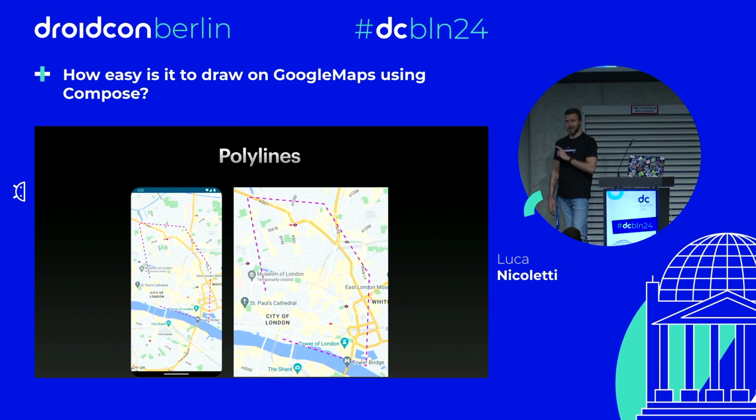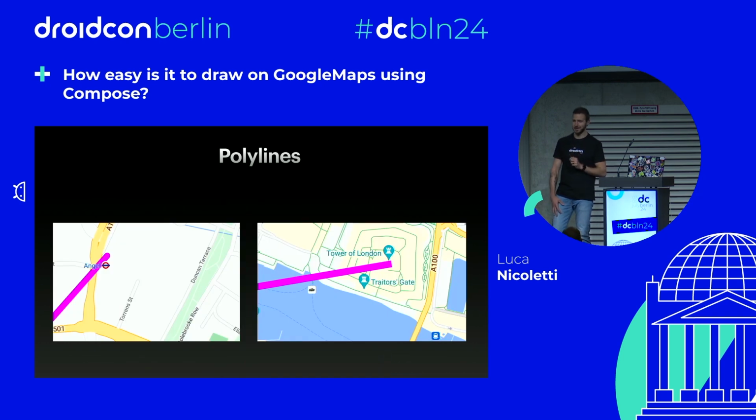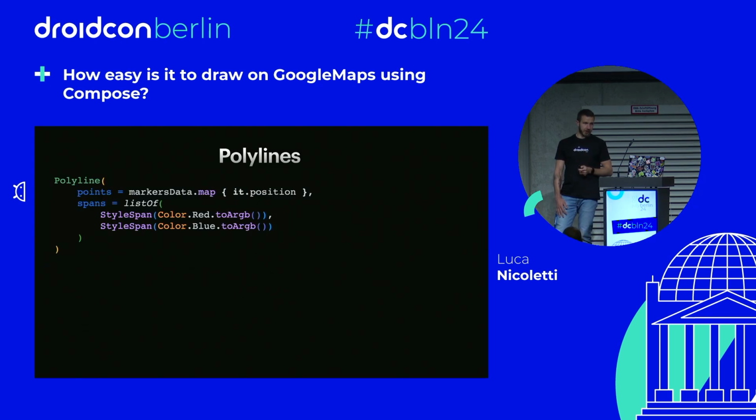This is actually a custom start and end cap. You don't see it here, but if you increase the width of the polyline and zoom in as much as you can, you can see that one is using a rounded cap, and one is using a square cap to end the line or start the line. Another thing that you can customize in the polylines are the spans. It's basically changing the colors of the lines point by point.